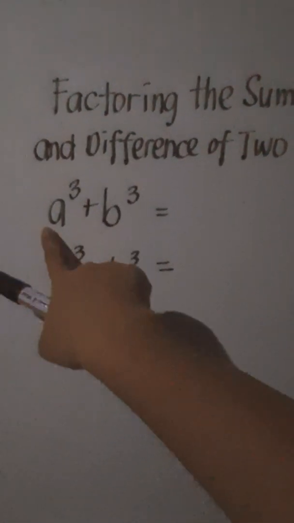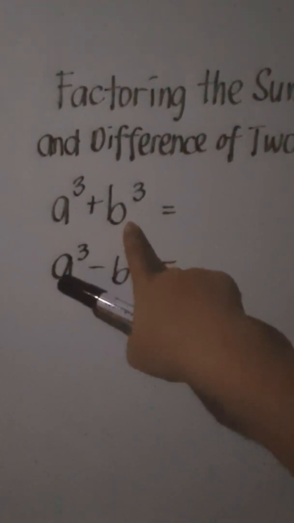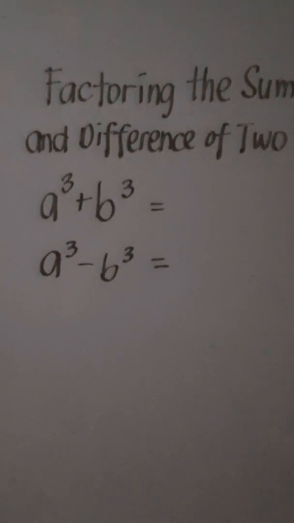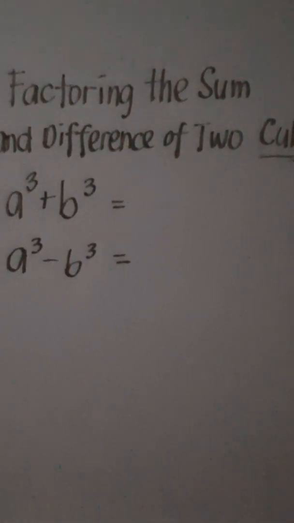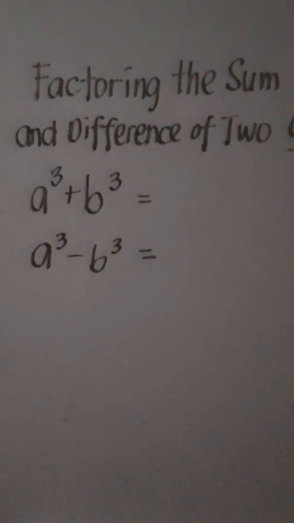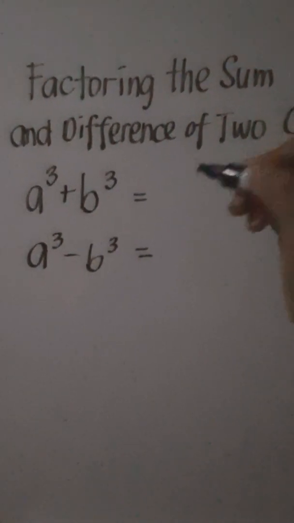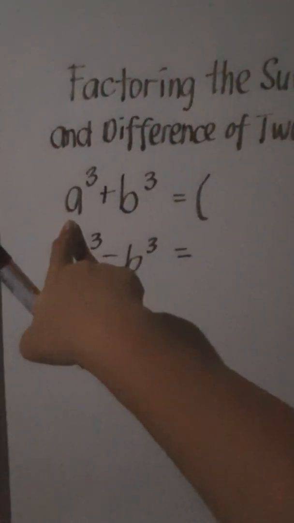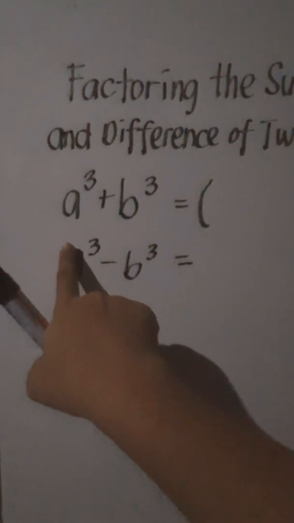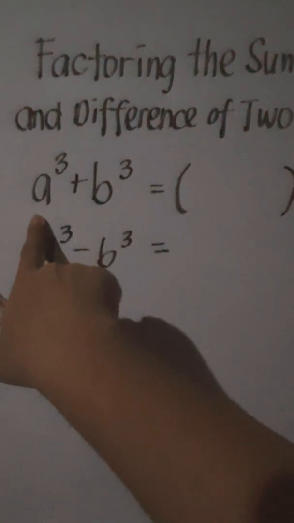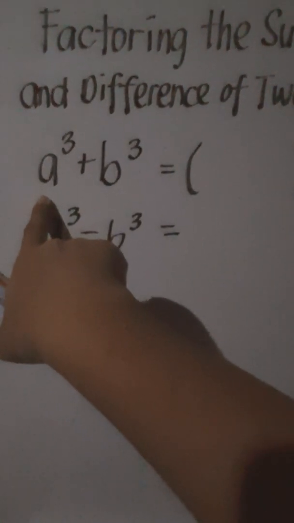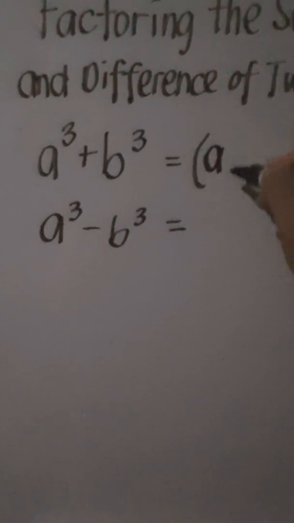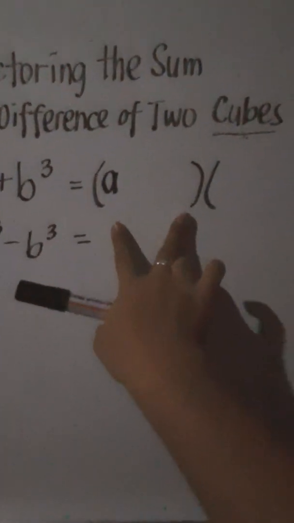There are two terms. First term is a cube, second term is b cube. They are separated by the plus sign. So, how do we factor this kind of polynomial? There is a pattern that we can follow. The pattern is like this. First, we have to look for the cube root of a cube. So, for the cube root of a cube, think of what number or letter you multiply three times to get a cube. And obviously, the answer is a. So, we write a as the first factor.